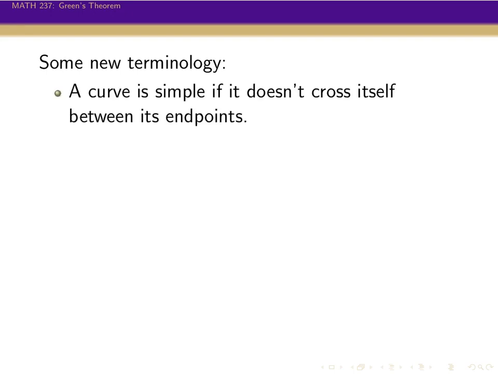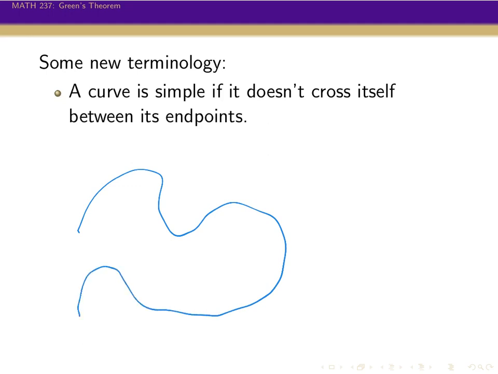First of all, we're going to say that a curve is simple if it doesn't cross itself between its endpoints. So a simple curve never crosses back over itself. So that is a simple curve. However, something with a loop in it where it crosses itself, that's bad because of this point where it crosses itself.